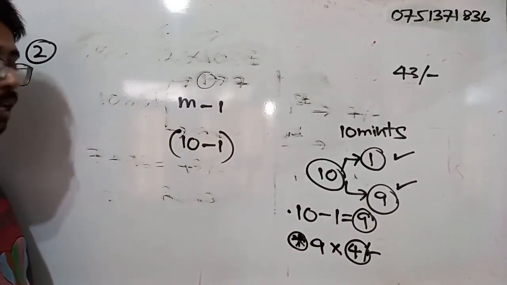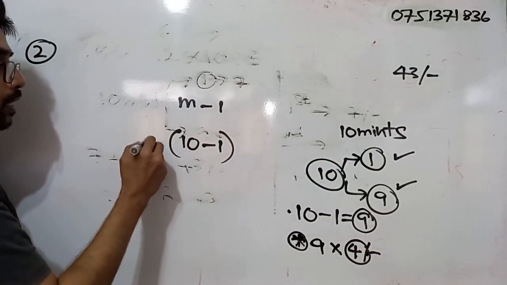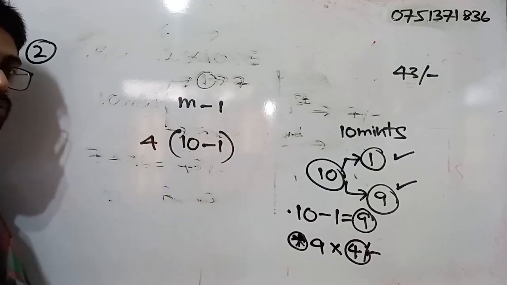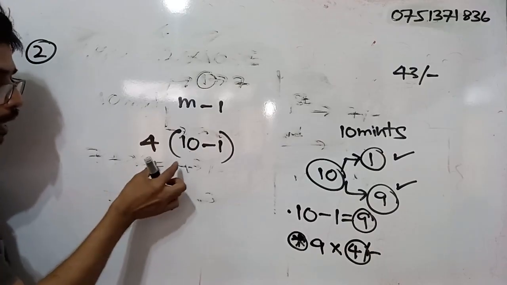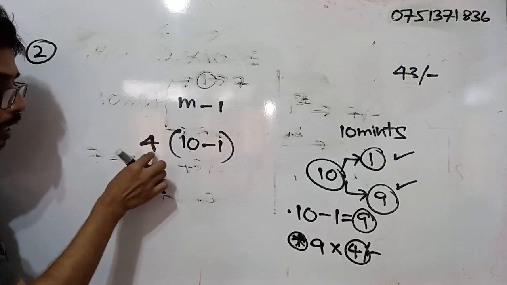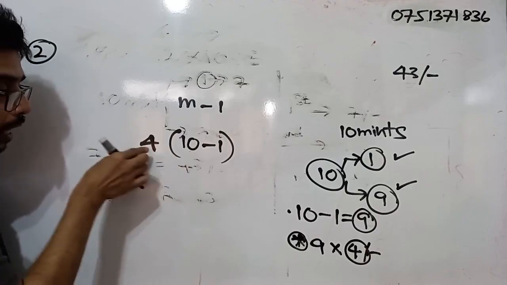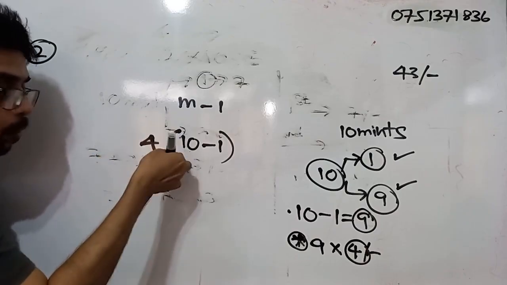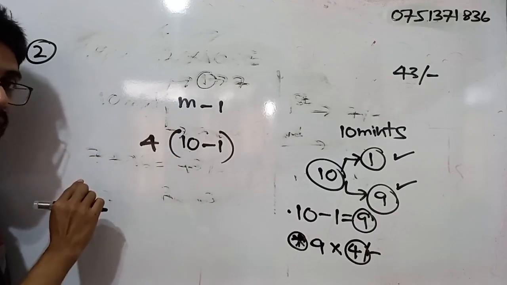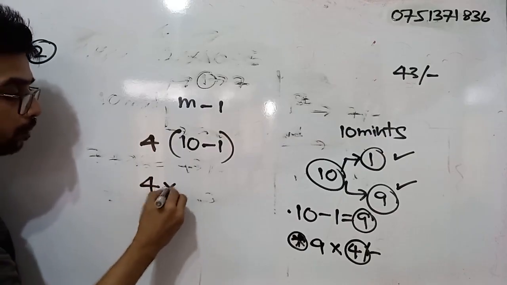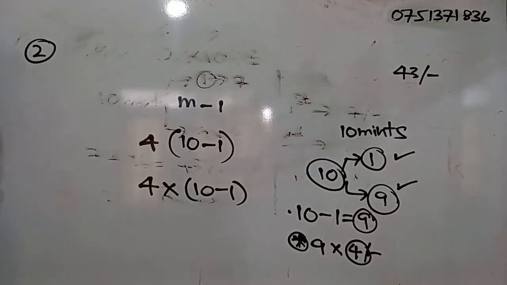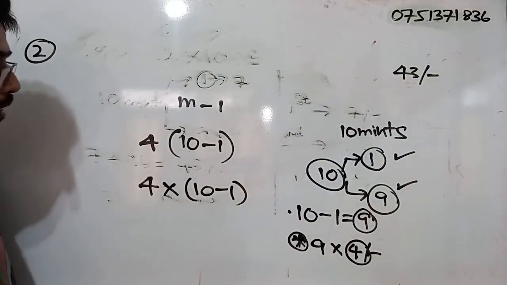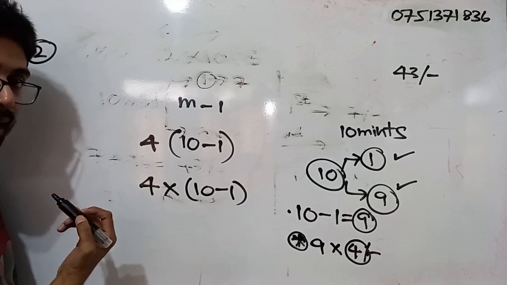We multiply this by what? 4. We multiply this by 4. Right? Between this number and this open bracket there is what? A multiplication. You will learn this later, when you are in grade 8 and onwards.